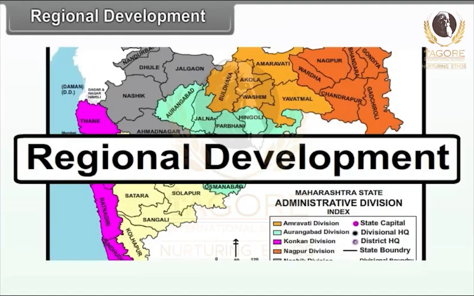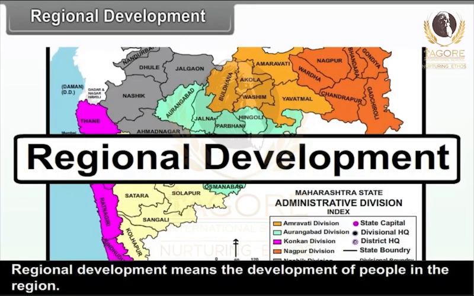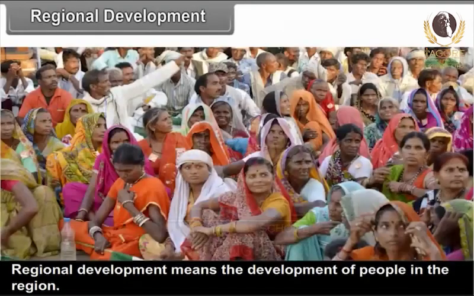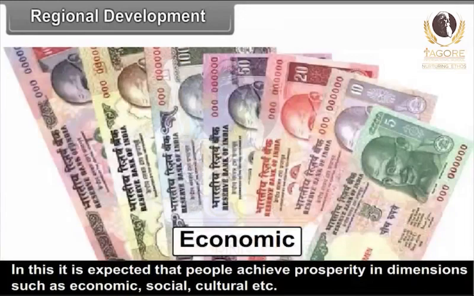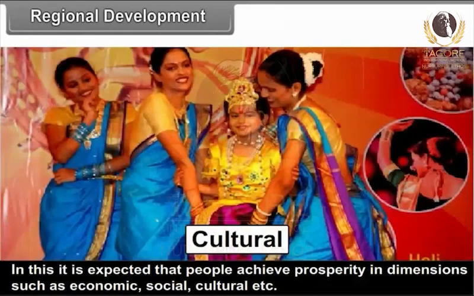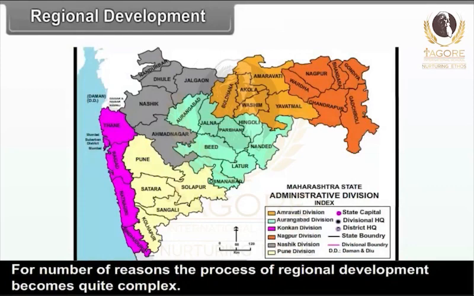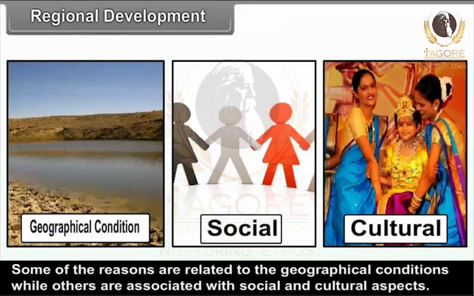(8.2) Regional development. Regional development means the development of people in the region. In this, it is expected that people achieve prosperity in dimensions such as economic, social, cultural, etc. For a number of reasons, the process of regional development becomes quite complex. Some of the reasons are related to the geographical conditions, while others are associated with social and cultural aspects.